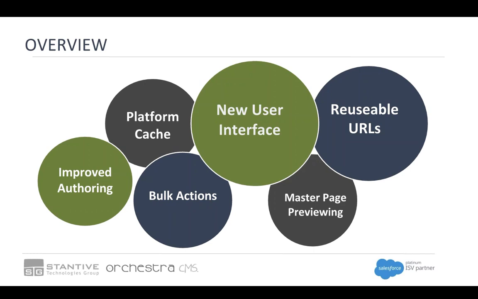We've also changed the behavior of master pages, allowing you to preview pages in context with their assigned master pages without having to publish the master page. URLs can now be reused on pages other than the ones they were originally assigned to. Behind the scenes, we've modified OrchestraCMS to be able to take advantage of a new Salesforce feature called Platform Cache, which will improve the performance of both the OrchestraCMS application and any site managed by OrchestraCMS.